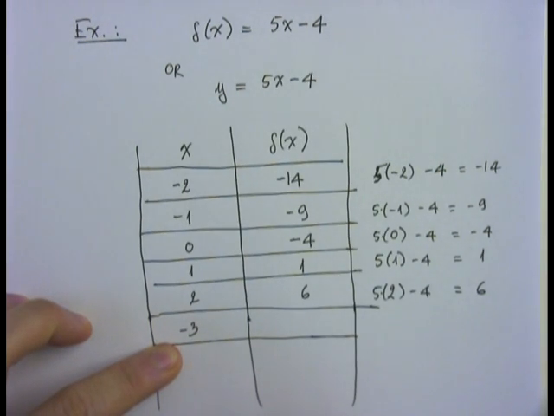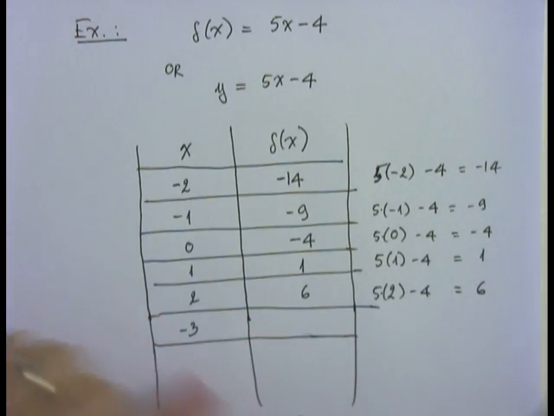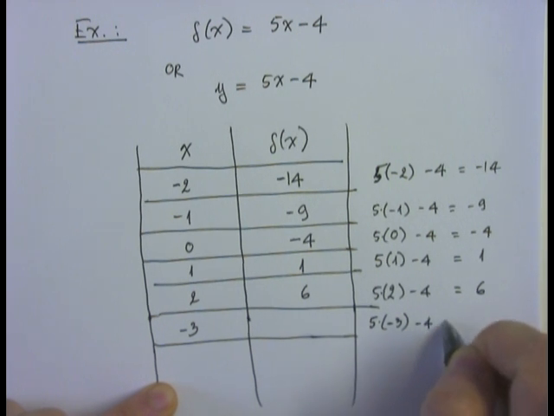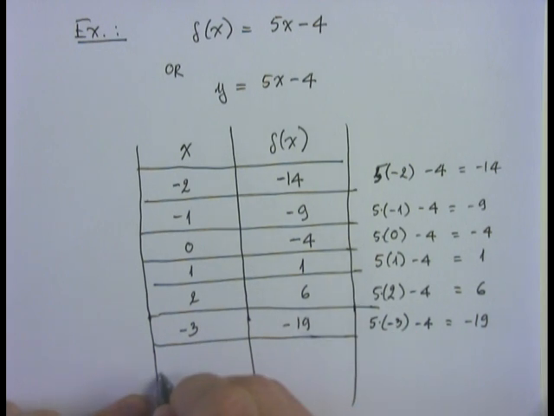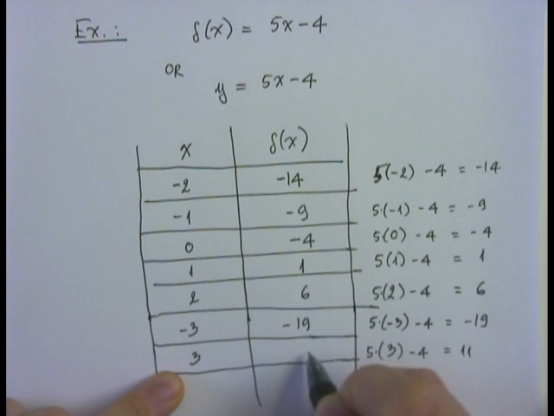By the way, you can call this side once again the input, and here's the corresponding output. Before, I stopped my table right there, but now I can keep adding more values for x. So here I have -3 times 5 and minus 4, and that's going to give me -19. And can you extend further? How about putting a +3? Yes, we can. So here I have 3 times 5, which is 15, minus 4, that gives me 11.